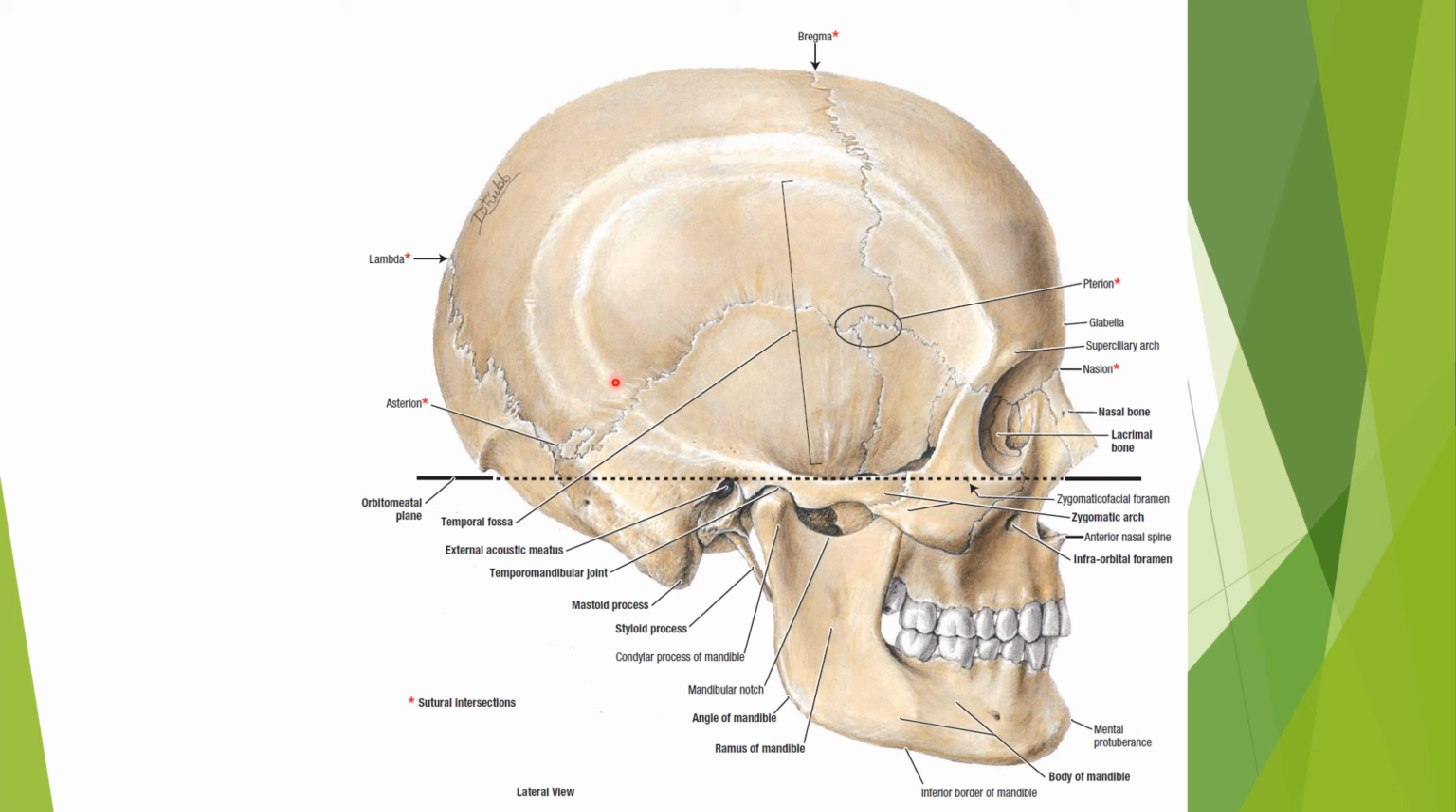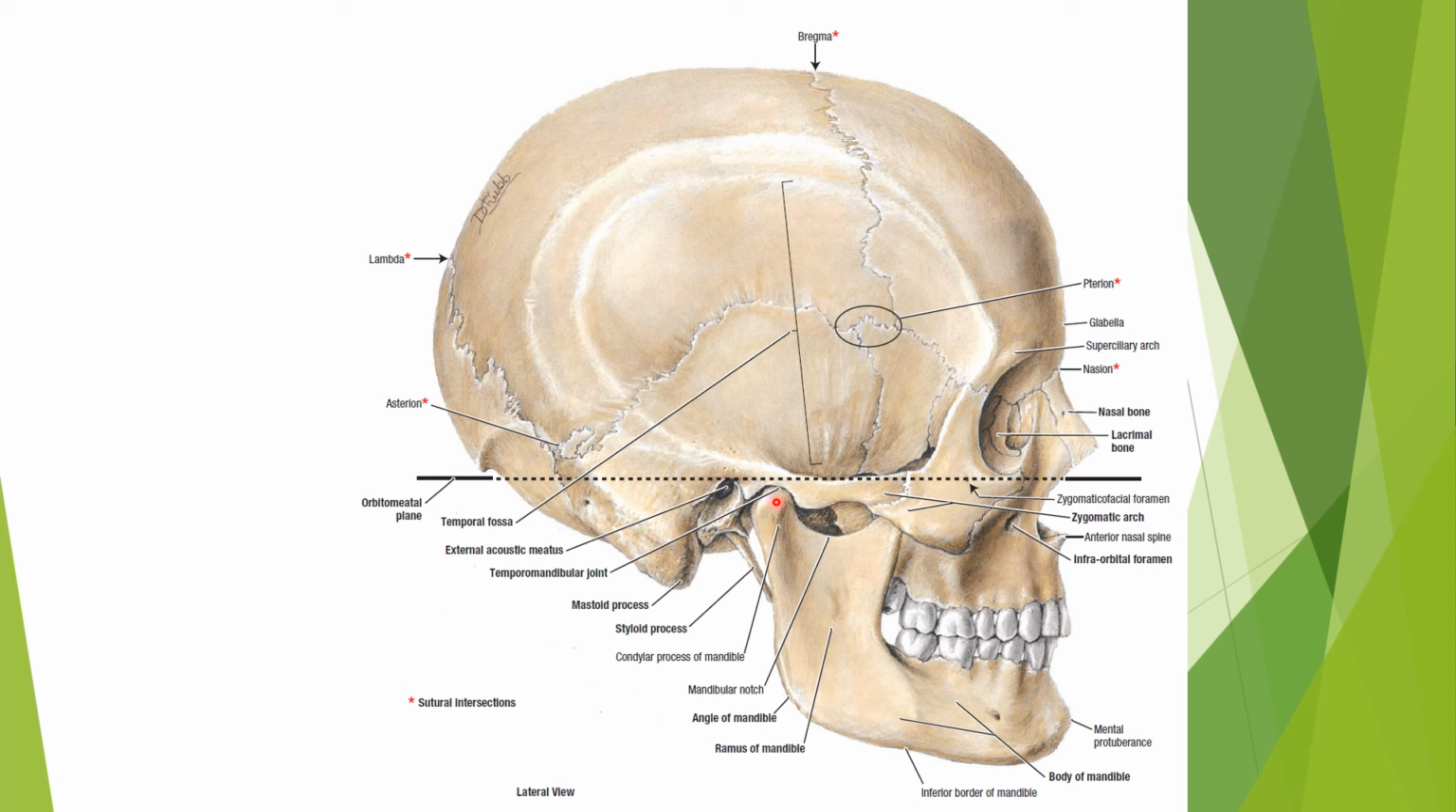This is the temporal fossa. This is the superior temporal line, and this is the inferior temporal line. This region is the infratemporal fossa, but you must first remove the zygomatic arch. This is the zygomatico-facial foramen, the passage of the zygomatico-facial nerve, on the zygomatic arch.